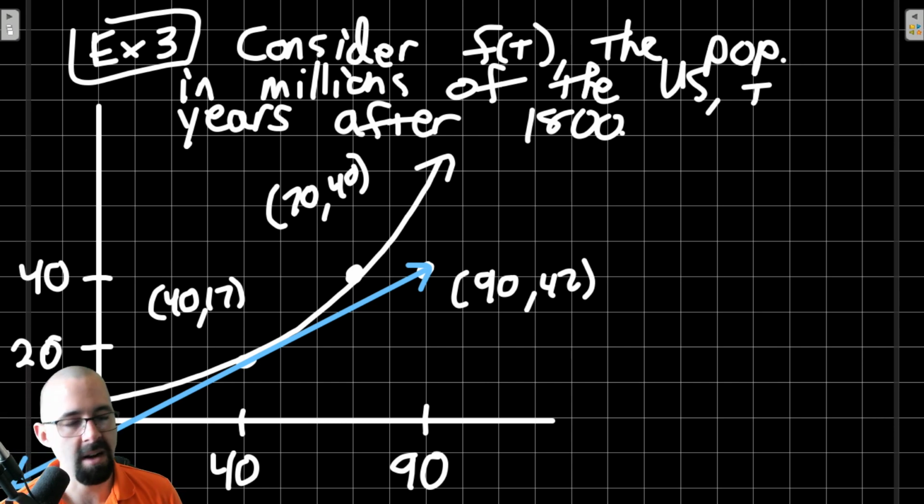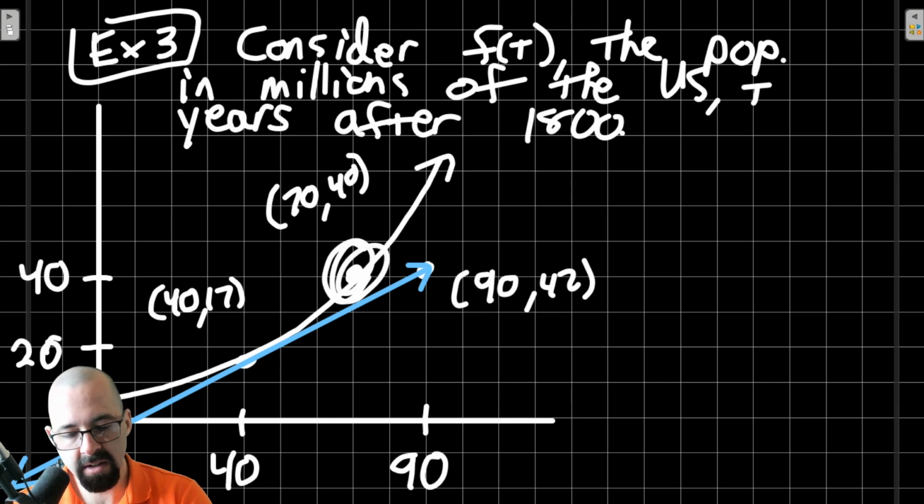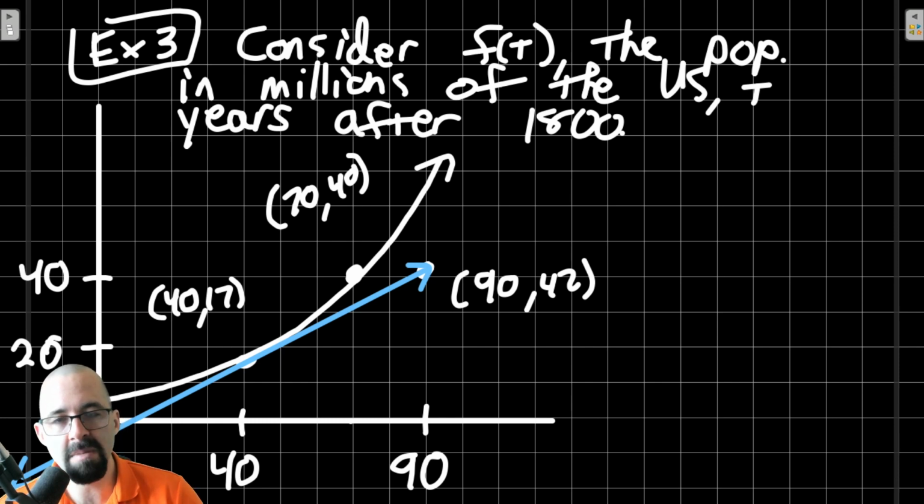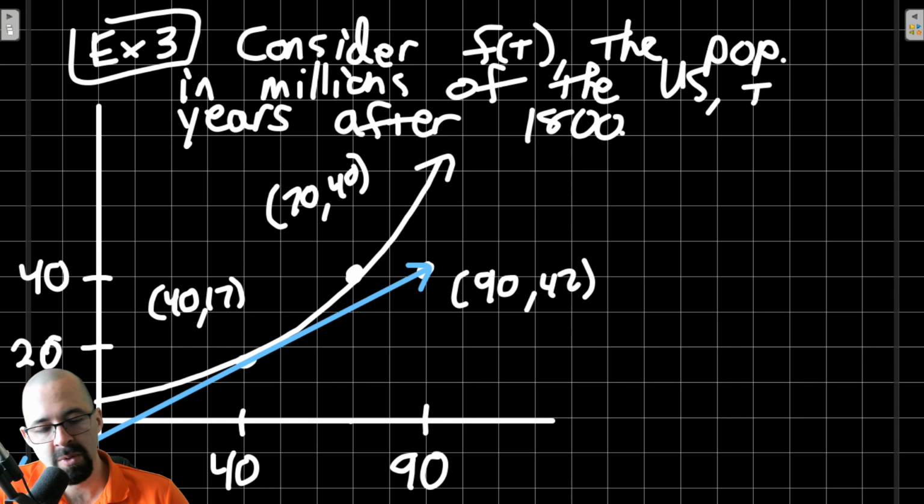And we're going to ask a couple things about this. So, for example, right here we have the point (70, 40). That means when t is 70, so that's in 1870, 70 years after 1800, f of t is 40. So in 1870, there were 40 million people in the United States. A couple fewer people than there are now. All right. We have some questions.